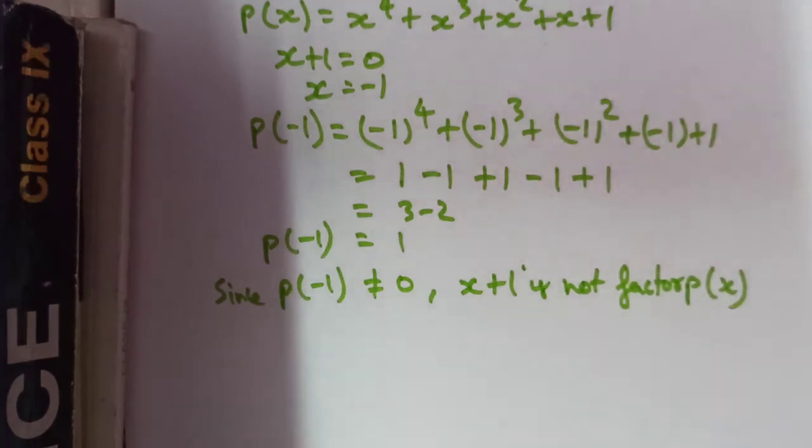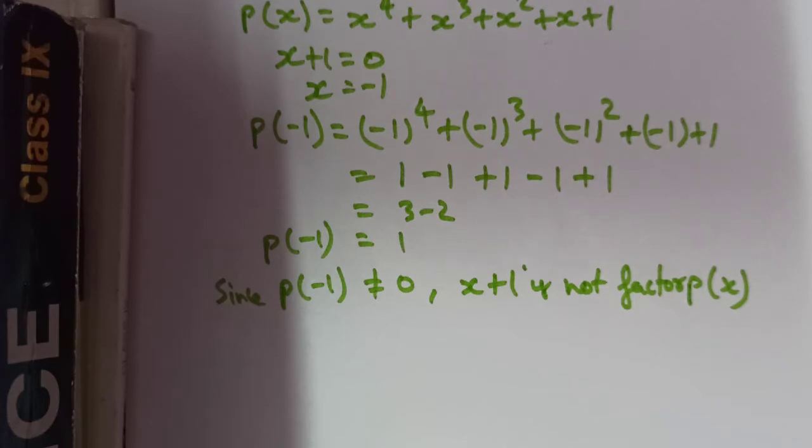Okay, understood? Simply the factor theorem: if the value of p(a) is equal to 0, as in the first part, then the divisor x plus 1 is a factor. And if the value of p(-1) or p(a) is not equal to 0, then x plus 1, that is the divisor, is not a factor of the polynomial p(x).